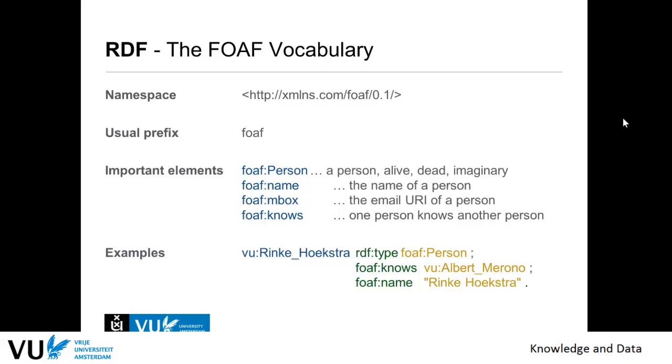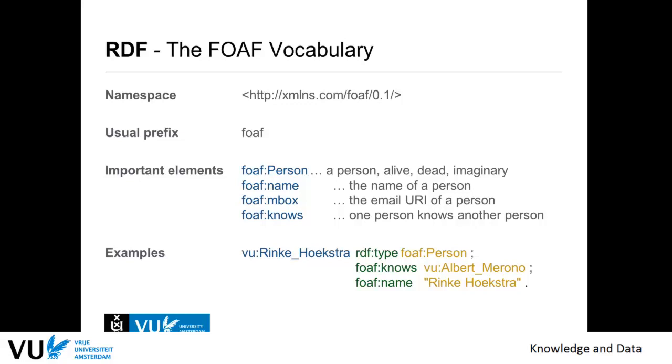Another vocabulary is FOAF, which is very often used and which comes with a sort of social semantics, as we explained previously, because people agree on how to use them. And this one is meant for describing people and the relations they have with other people. So it's very often used for describing social networks.